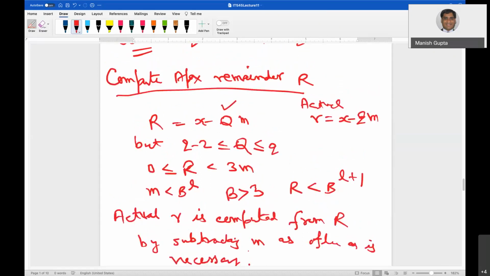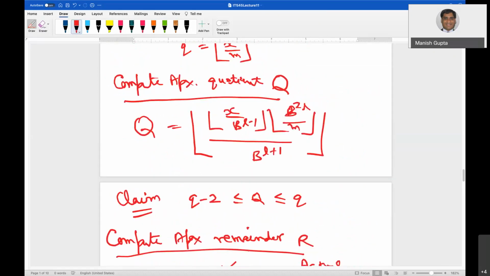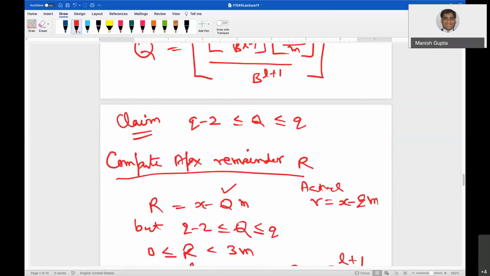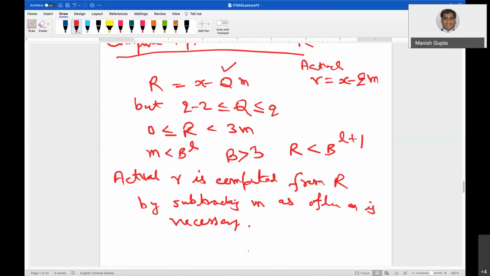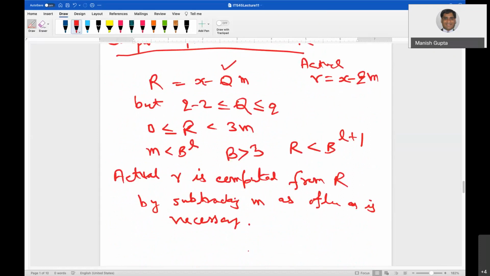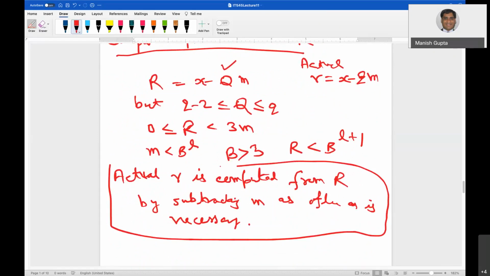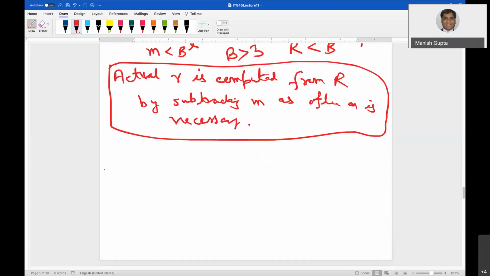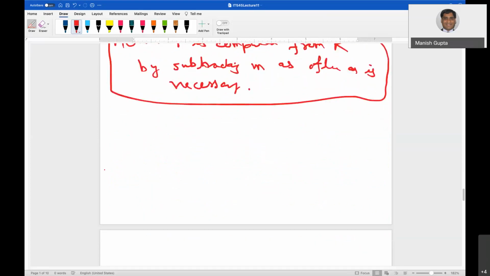Okay, so let me show you an example, and I think that will show you the case. So what we are doing, again I'm repeating, we are computing approximate quotient, okay, then approximate remainder, and from that approximate remainder, actual remainder R is computed. So this is the important line actually. Actual R is computed from R by subtracting m as often as is necessary to compute the actual division. Okay, so let me show you an example here.